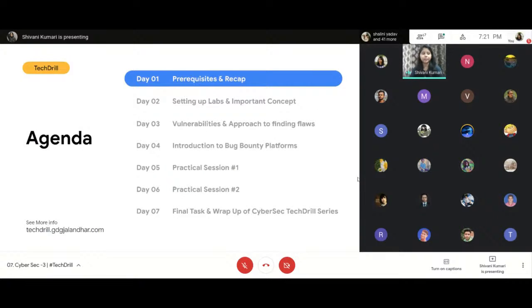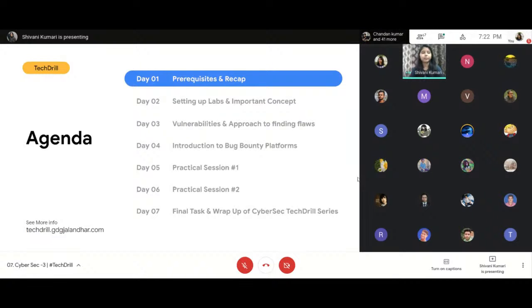So moving forward, this is going to be the agenda of the entire week, and most of the sessions throughout the bootcamp are going to be a practical-based approach. Today we are going to revise all the knowledge we have covered so far and what is needed to learn the further concepts. On day two, we will learn some basic concepts and set up our environment or labs, you can say. On day three, we will understand various vulnerabilities and approaches to find bugs. After that, on day four, we will take a look at bug bounty platforms and how to get started. And on days five and six, we will have some interesting hands-on practical sessions.